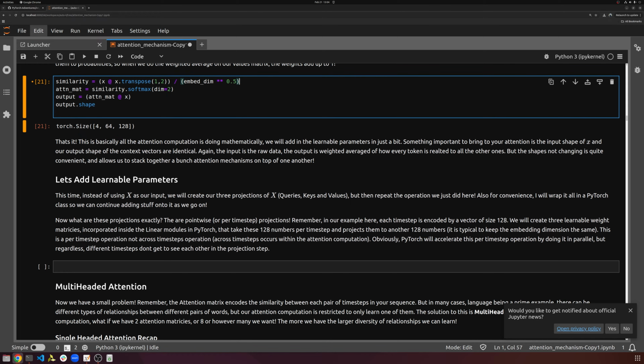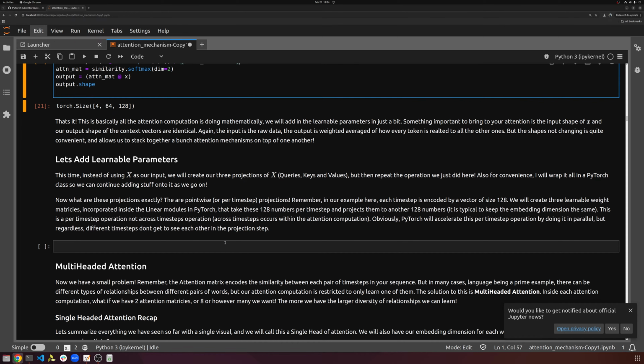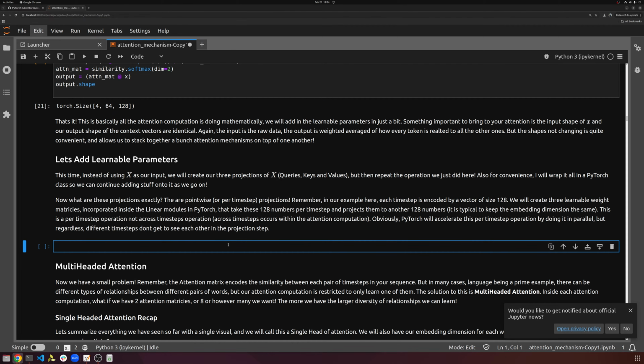So before we include learnable parameters, I do want to mention one thing. This has to do with linear layers on multidimensional tensors. And this is very simple. I think we've maybe talked about this before, but I do want to recap it. So let's say we have a linear layer with 10 inputs and 20 outputs.